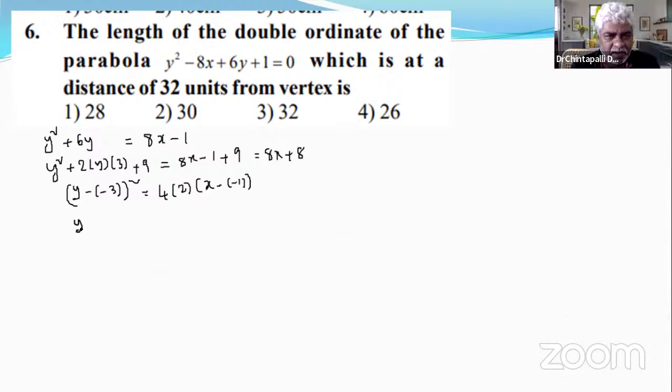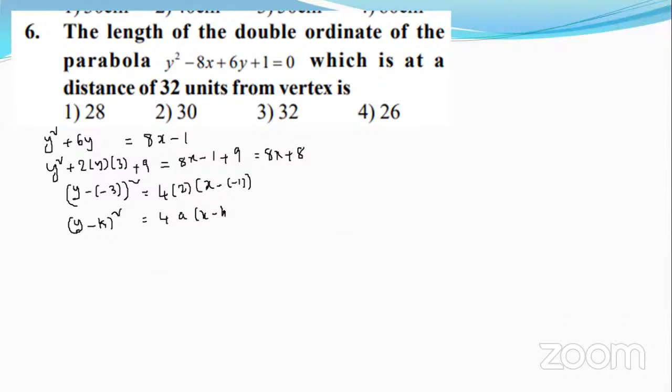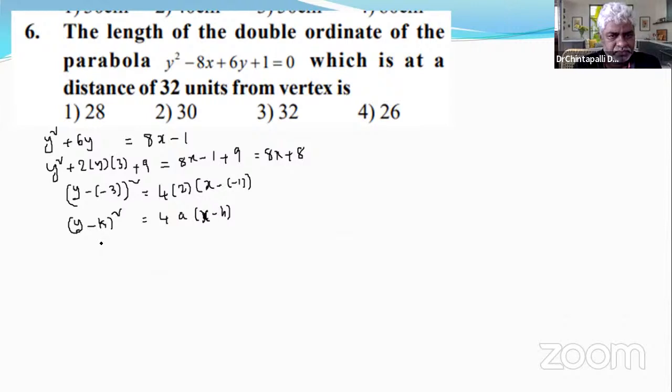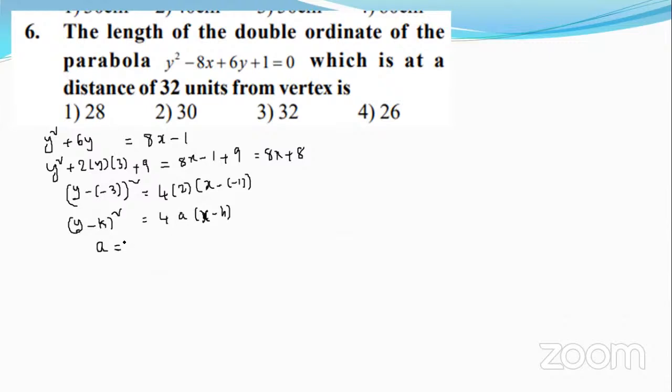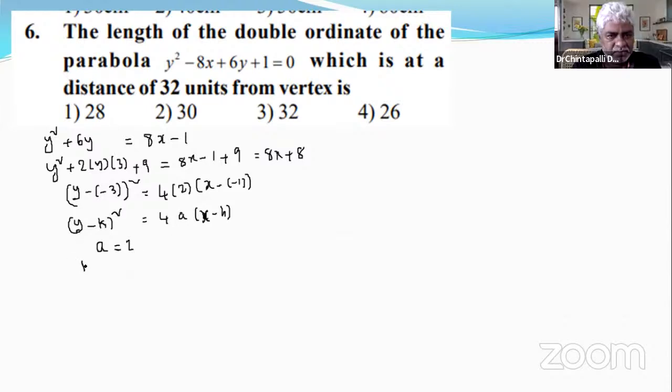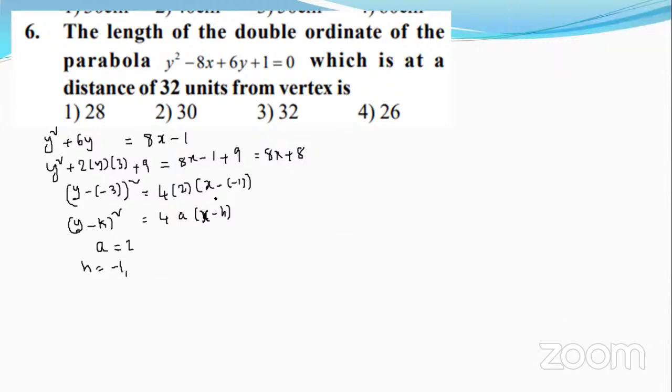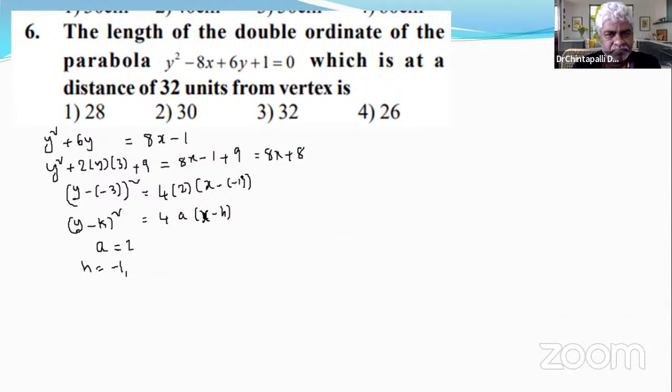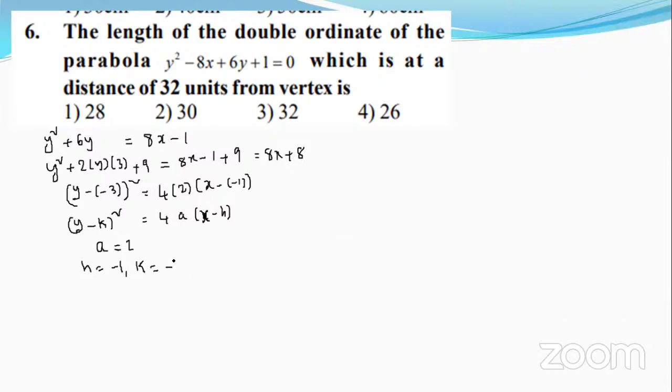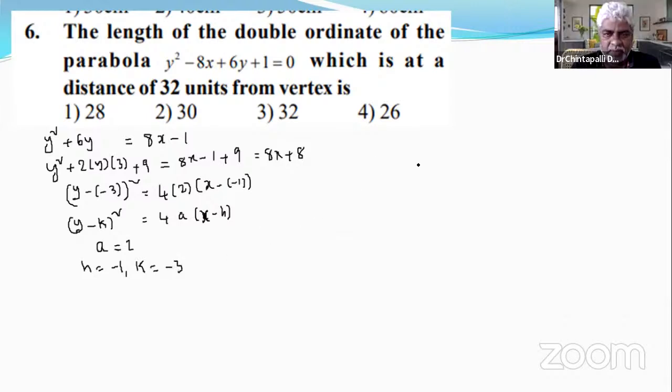Now it is exactly the format of y minus k whole square is equal to 4a into x minus h. What is a here? a is equal to 2. h is equal to negative 1, since x minus h is x minus of minus 1. k is equal to negative 3. Very good. Now it is a parabola.